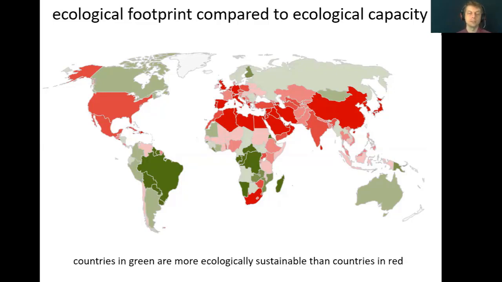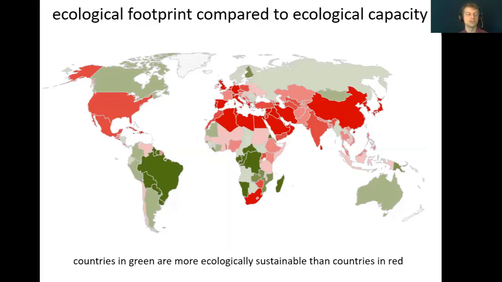Countries in green here on the map are what we would call more ecologically sustainable than countries in the red. Countries in the red rely upon the ecological capacity in other countries in the green. And conversely, countries in the green, such as Canada, provide ecological capacity to the rest of the world. Now you can see there are big differences, and this raises some interesting questions in the classroom.